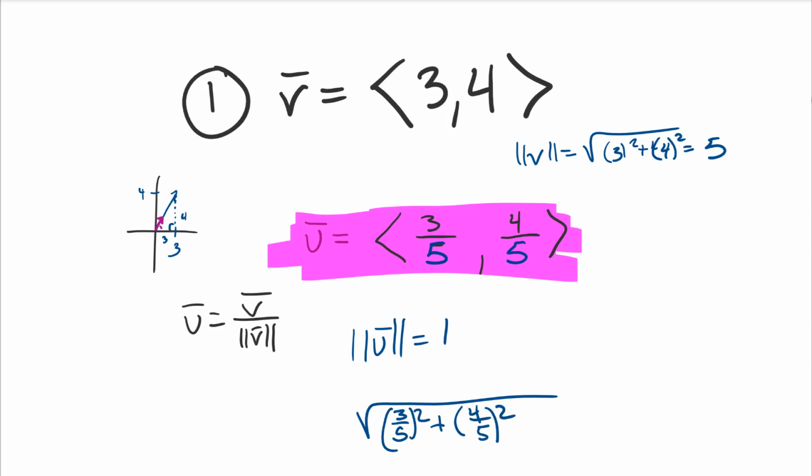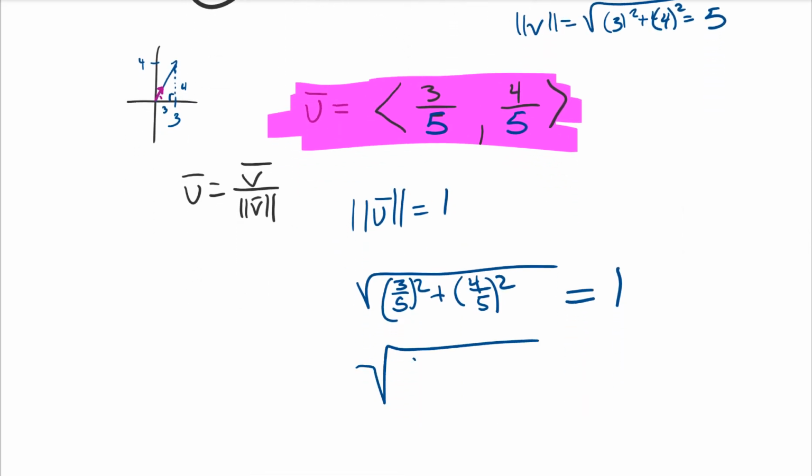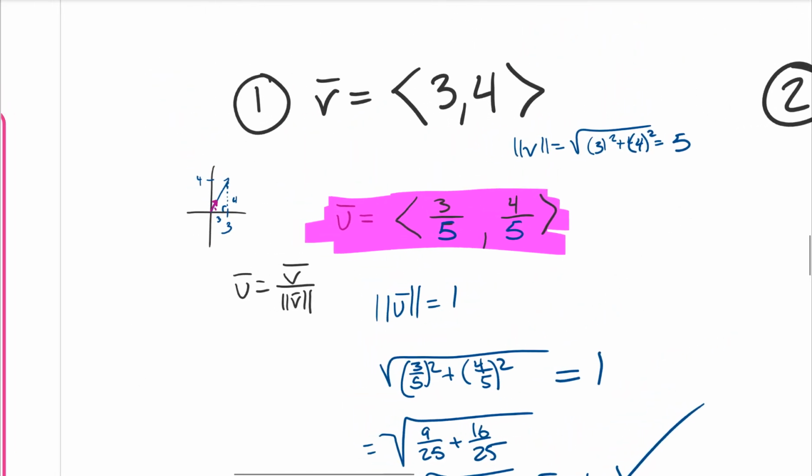And if it is a unit vector, then that equals 1. Let's find out what we got. That's 9 over 25 plus 16 over 25. So 9 plus 16 is 25, and 25 over 25 is 1, and the square root of 1 is equal to 1. That thing has a length of 1. We found a unit vector in the same direction as v.